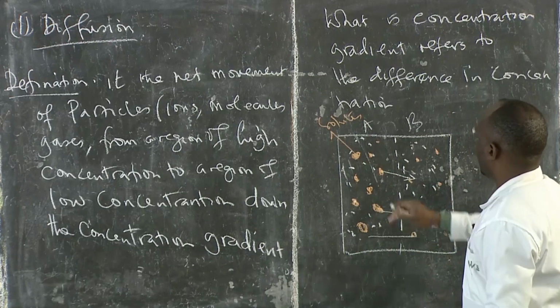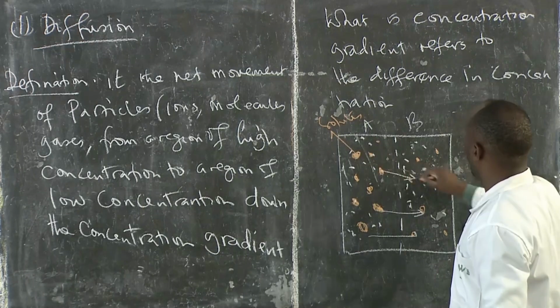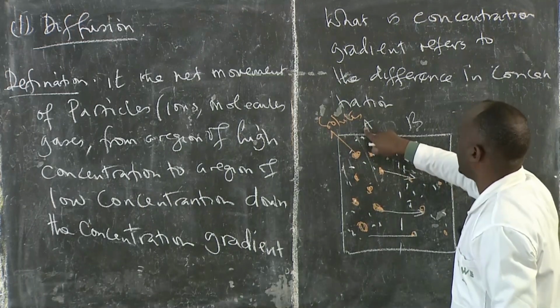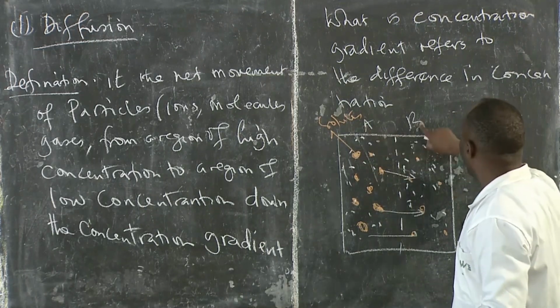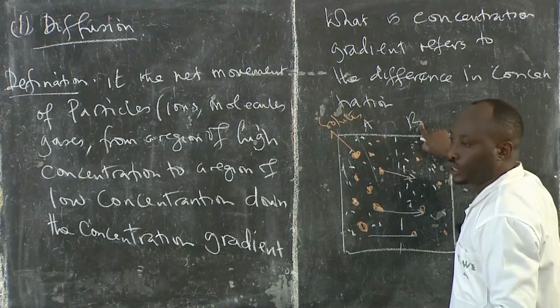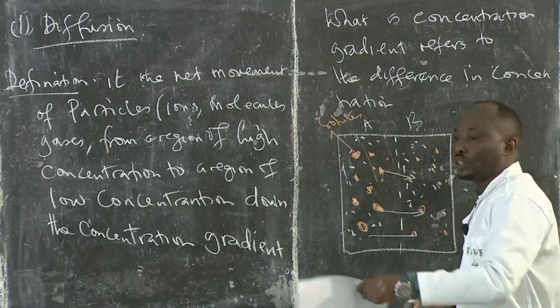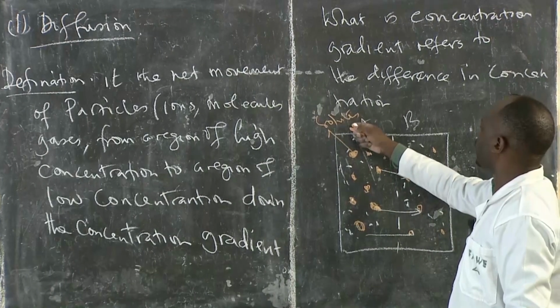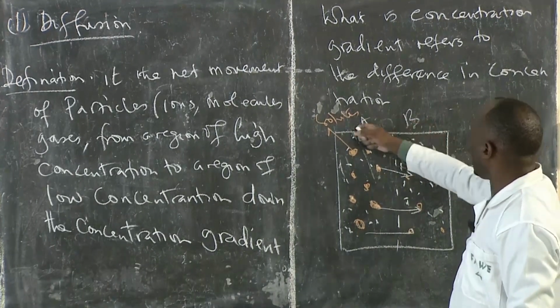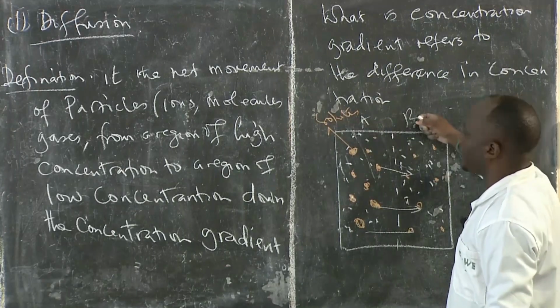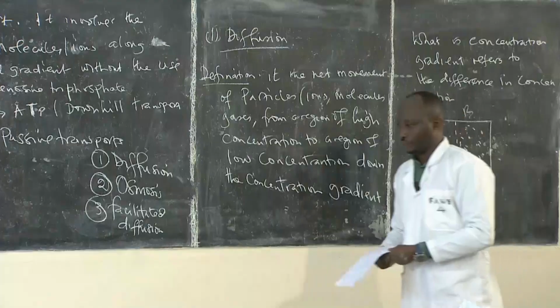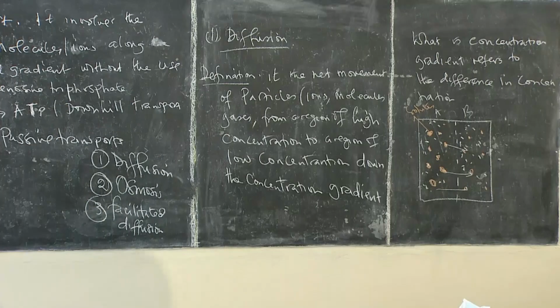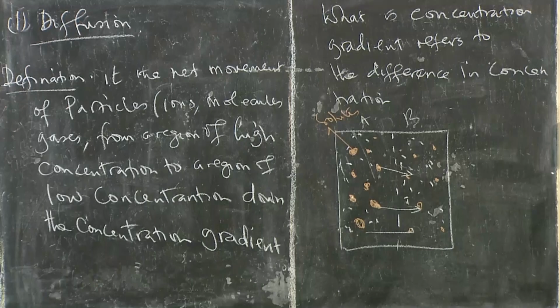What will happen? They will move from higher concentration to lower concentration, meaning that A is higher concentrated, then B is lower concentrated. They are going to move down a concentration gradient, where there is a difference between two regions. There is a difference in concentration between A and B. A has got high concentration, and then B has got lower concentration.